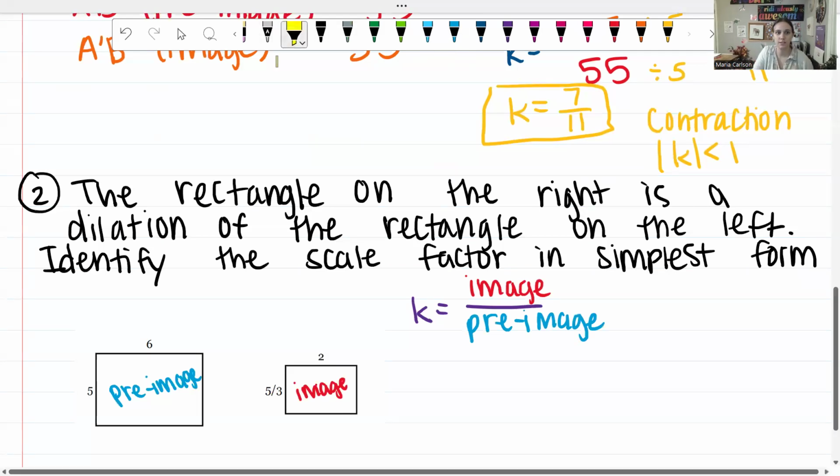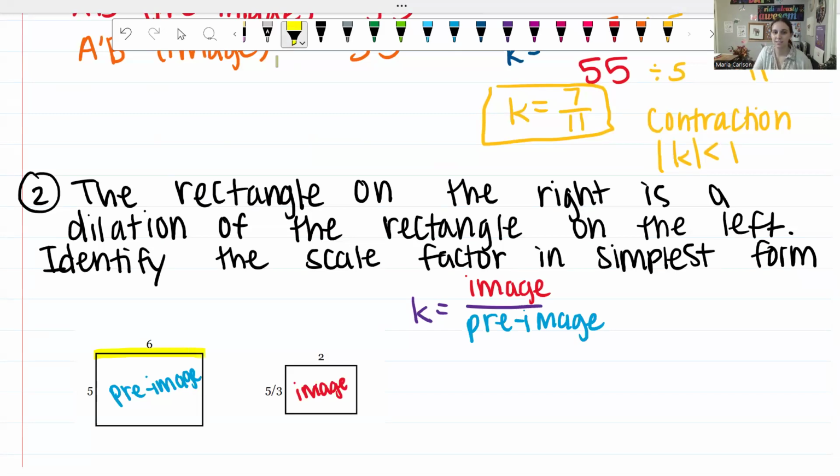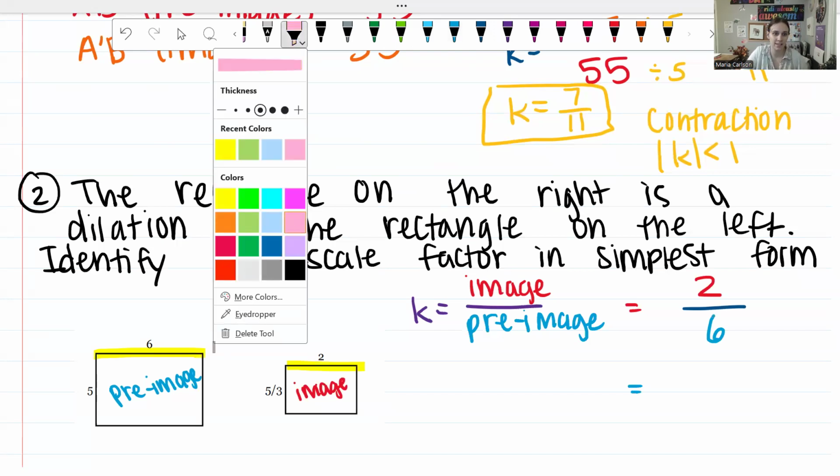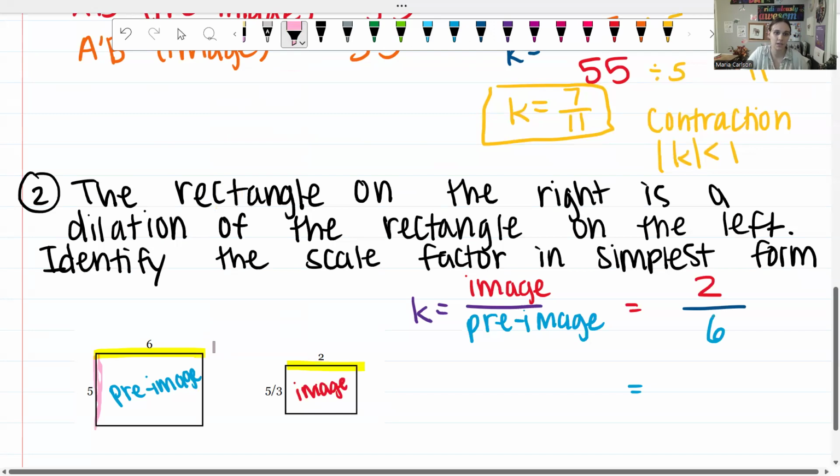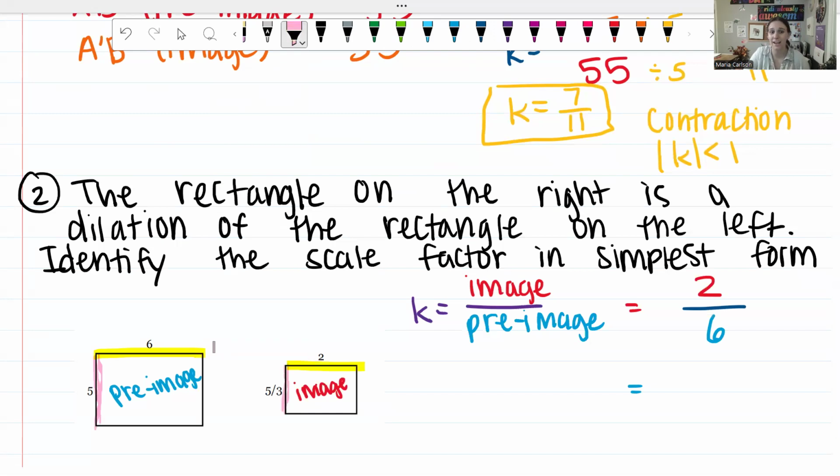So notice here, the longer side 6, that is dilated to become 2. So our pre-image length was 6, the image length is 2. So in this, I will put 2 where image would be, and I'm going to divide that by the pre-image length, which is 6. I could also use the other 2 sides, right? I could use the fact that this side that's 5 is dilated to become 5/3, but I don't necessarily want to work with a fraction.